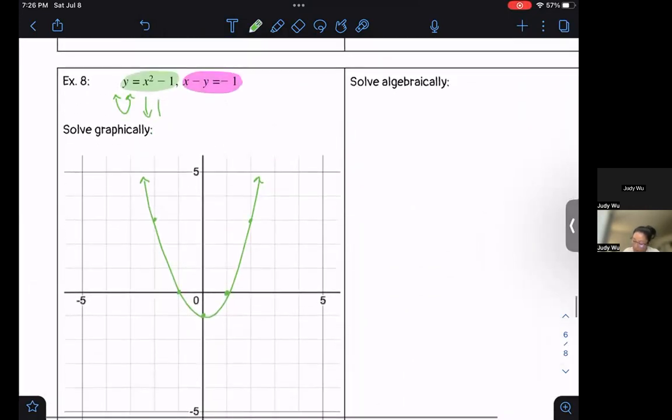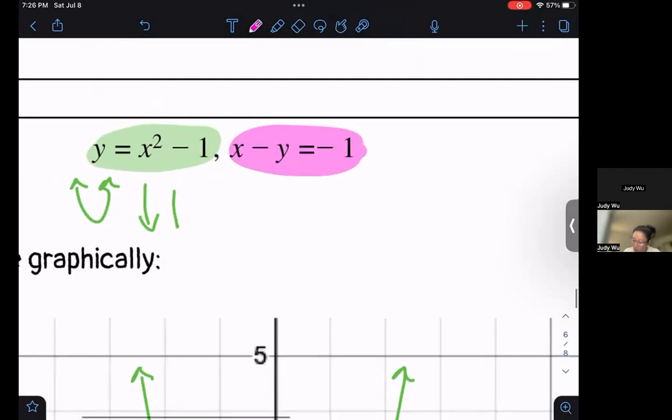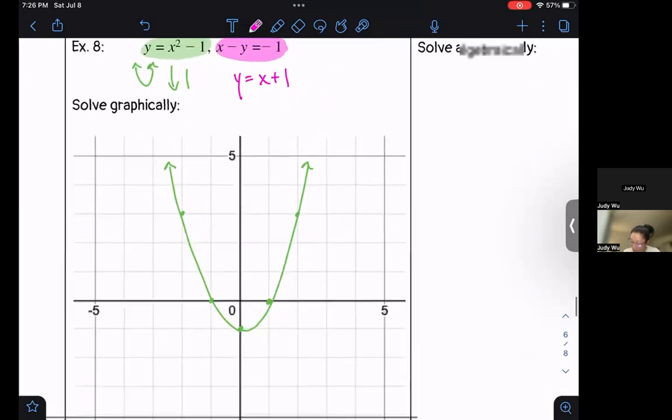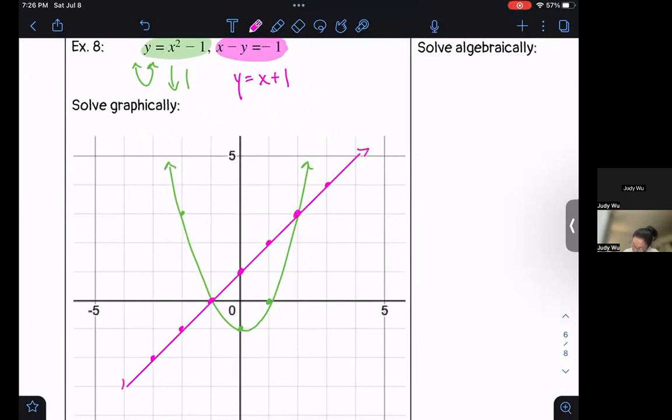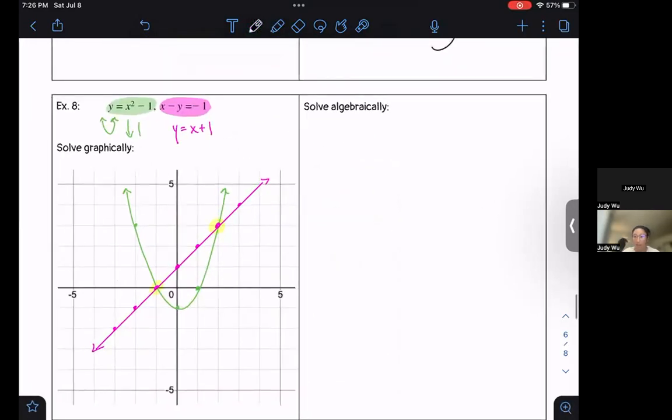Okay. And then, even though this pink equation looks a little weird, I'm going to go ahead and add y to both sides and add 1. Then I get y equals x plus 1. And this is just a line with a slope of 1 that goes through the point (0, 1). Slope of 1, slope of 1. Yeah, it looks like these two are going to cross in two places. In particular, they're going to cross here and here. So that means when we do our algebra, we better end up with two solutions.